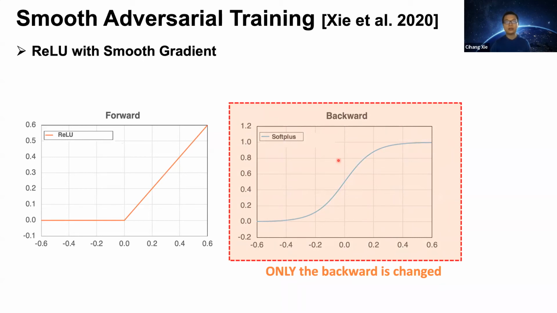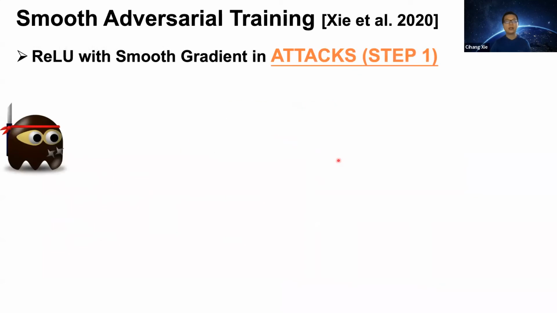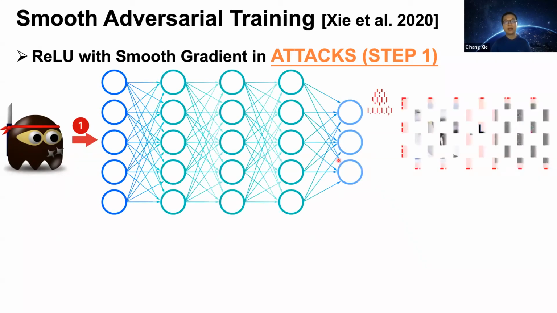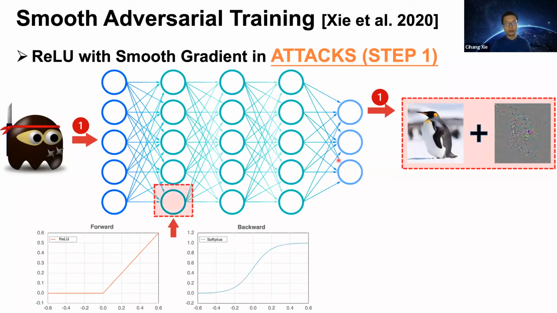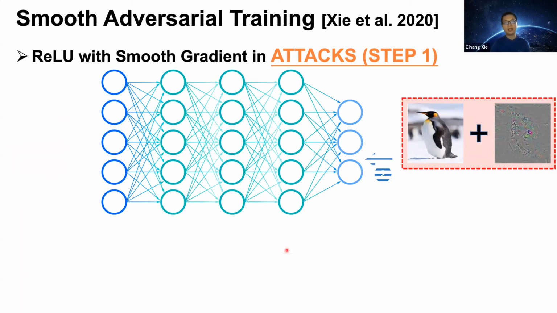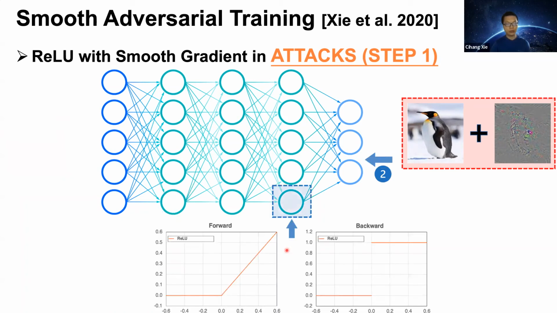And by using this new function, we can see that first we just do these ablations on the attack. The attacker assesses the network to generate adversary examples. And here, rather than using the original ReLU, we use the ReLU with smooth gradient, right? So you can see here we use a smooth gradient to generate the adversary images. And then by getting these adversary images, we send them to the network. Here we are just using the original ReLU.